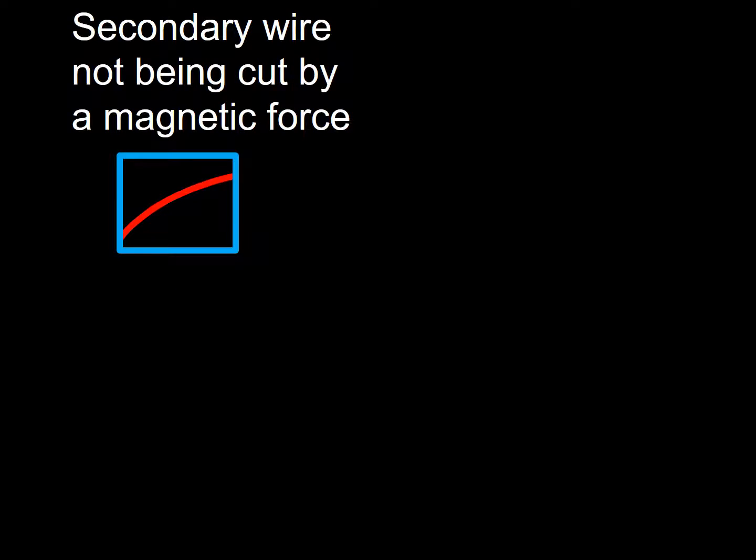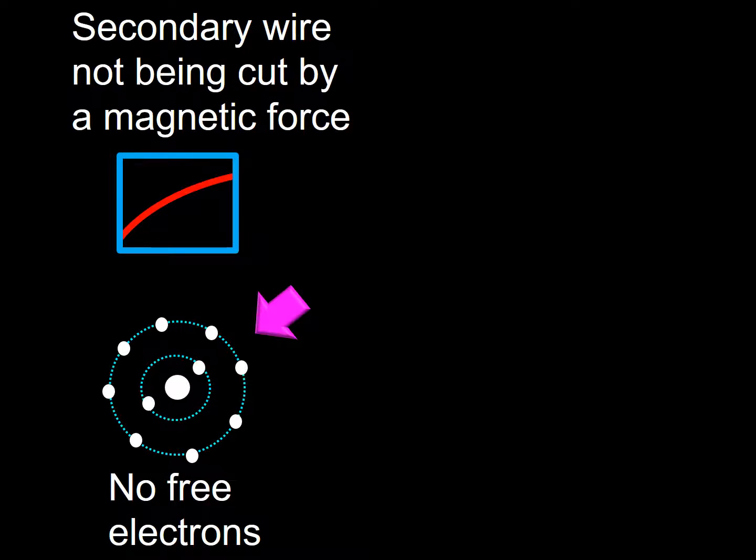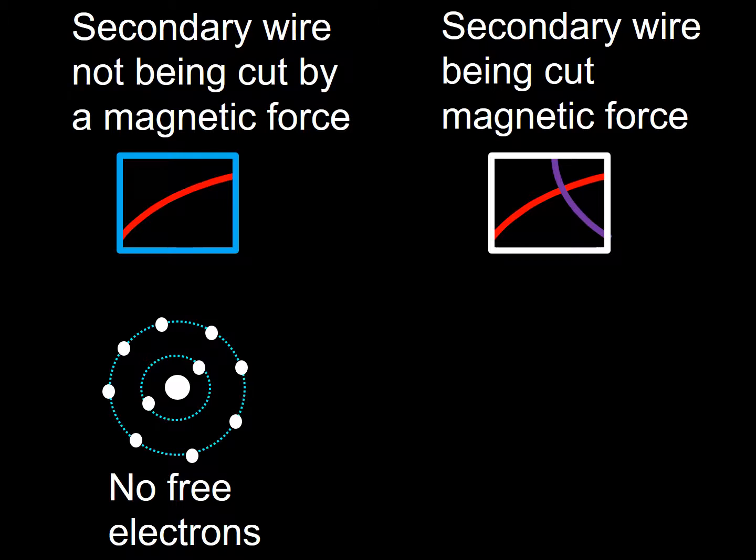At this time, I am representing a segment of the secondary circuit not exposed to any magnetic force. As you can see, there are no free electrons. The new figure I have just introduced represents the area in the secondary circuit where the magnetic force is cutting through the wire.